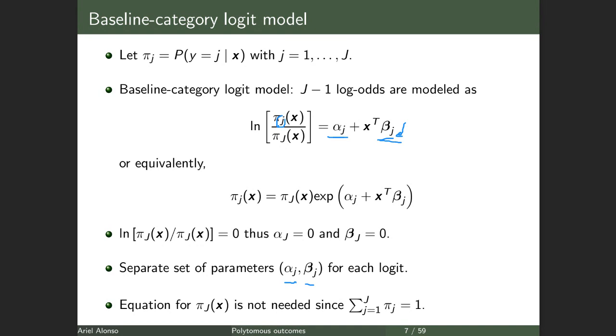And you actually don't need to come up with an expression for the probability of the reference category, because these probabilities sum to 1. So if you have an expression for the J minus 1 probabilities, then the probability for the reference category just comes out of this equation over here. And this is our model. This is the baseline category model. What you do is you model the logit of the odds of each category with respect to the reference category. So you only need to model J minus 1 log odds. And that's the baseline category logit model.